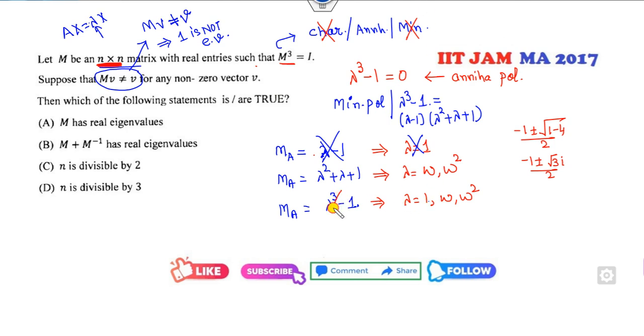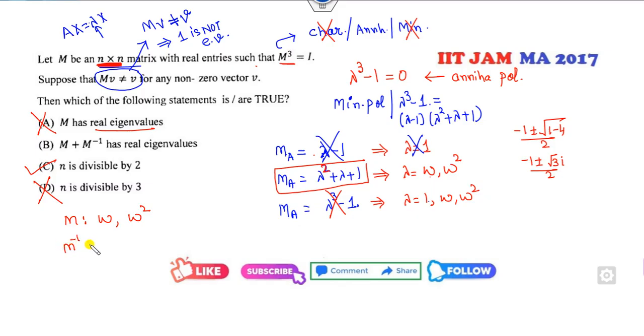And look at the last option, this is also cancelled. The only option remaining is this one. So what is the degree? 2. So it means n is divisible by 2, it is not divisible by 3. Now what are the eigenvalues of M? Omega and omega square, both are purely imaginary parts. M has a real eigenvalue, cancel out. Now M has the eigenvalue omega square.